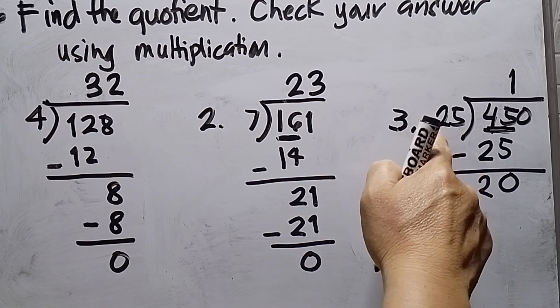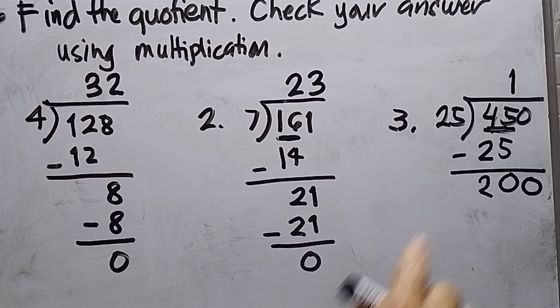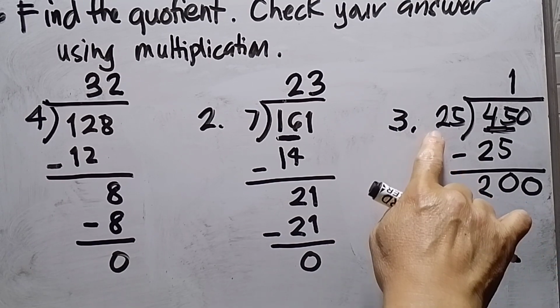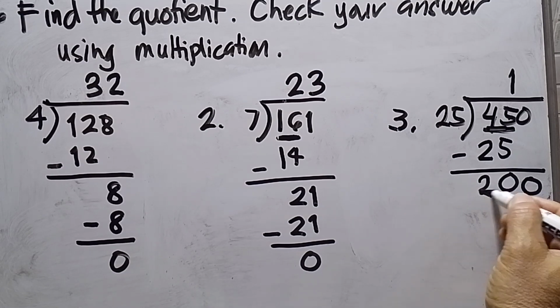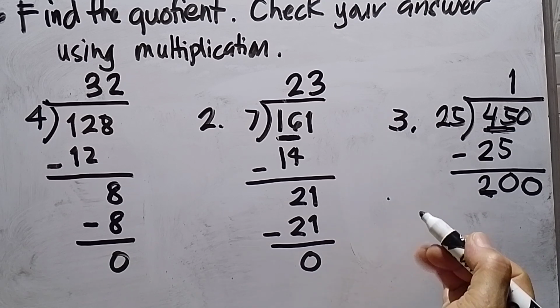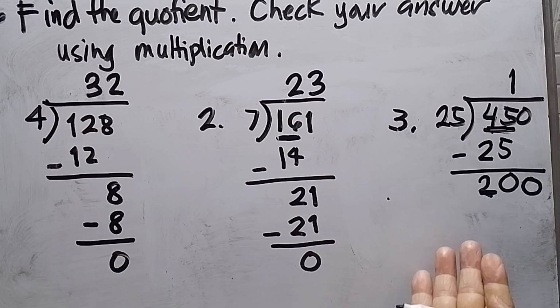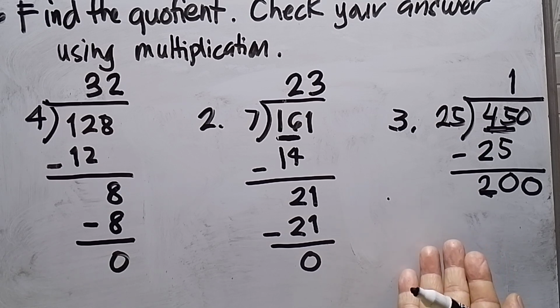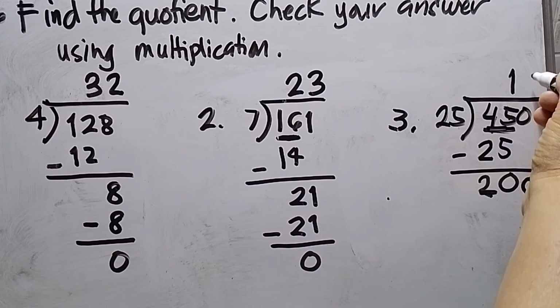Since 20 cannot be divided by 25, I need to bring down the 0. So my new dividend is 200. Now the question is, how many 25 do I have in my new dividend, which is 200? So let's say 25, 50, skip counting by 25, followed by 75, 100, 125, 150, 175, 200. So this will be 8.